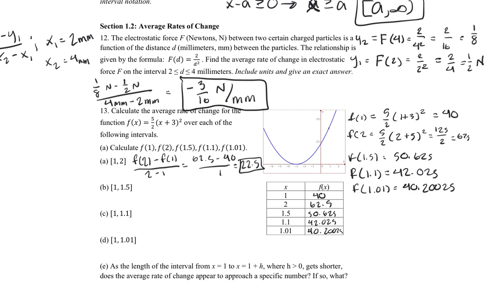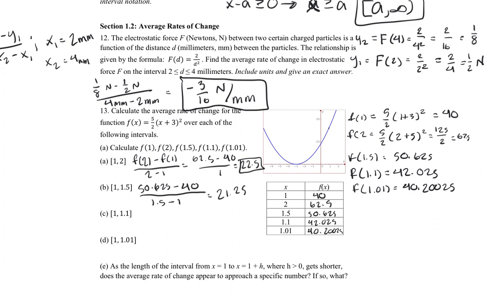For our second one, that's going to be f of 1.5 minus f of 1 over 1.5 minus 1, right? So if we look at our 1.5 y value, that's going to be 50.625 minus our f of 1, which is the same as just 40, over 1.5 minus 1. We put that in our calculators, and we should get 21.25.